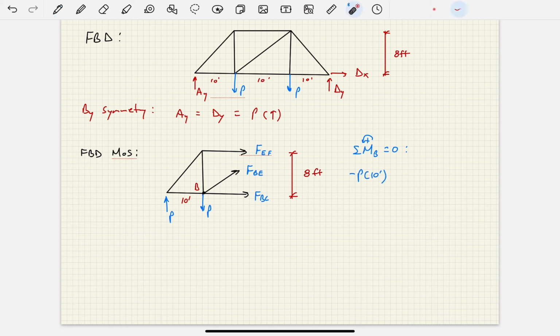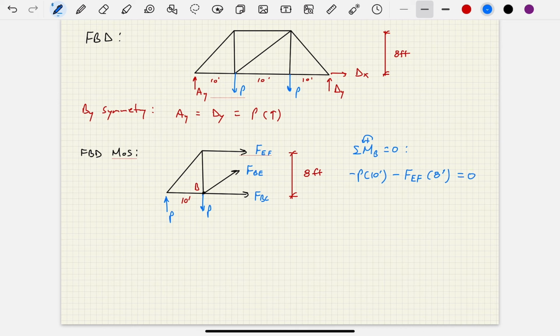And then I'm also going to have FEF times this perpendicular distance, which is 8 feet. And that's also going to be a negative. So minus FEF times 8 feet. And then that's it, equals 0.